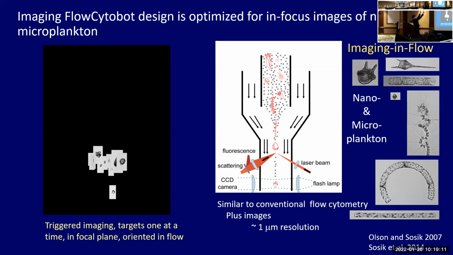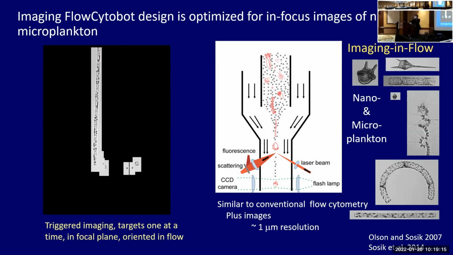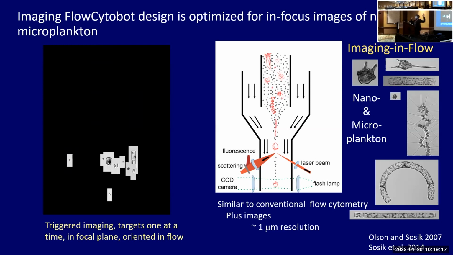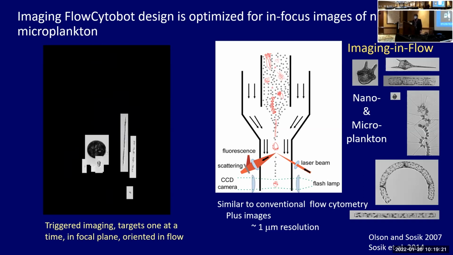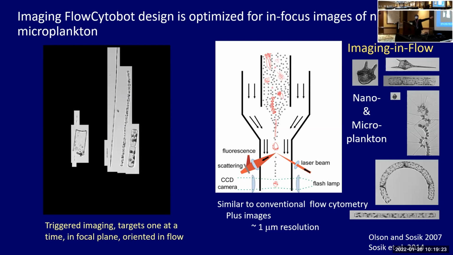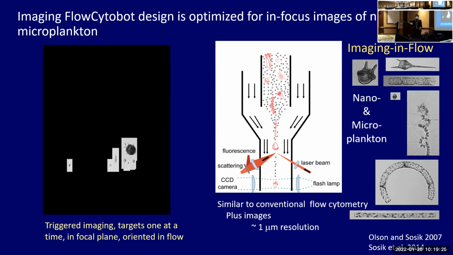So the point is sheath on the edge, particles in the center, they're aligned with the flow, they're in the focal plane, and they sort of lay flat in the flow so we get the largest cross-section imaged. So I'm not cherry picking when I show these images. The quality is pretty good all the time.